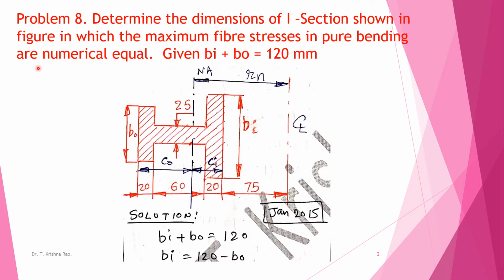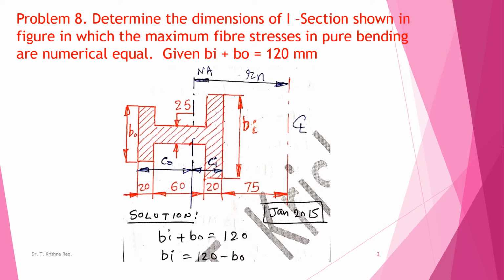Numerically equal means, because the tensile stress inside and there will be a compressive stress outside. Compressive stress is negative, so don't consider negative value, take only numerical value and then make them equal. One condition he has given is that bi plus b naught equal to 120. There are two missing dimensions in this. Bi, inside width is not given, outside width is not given, but he wanted us to find out the values of bi and b naught such that bi plus b naught equal to 120 and the bending stresses are numerically equal. So with these two conditions, we'll try to find out the values.